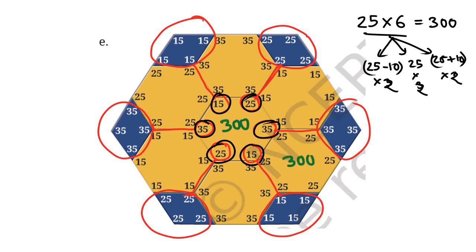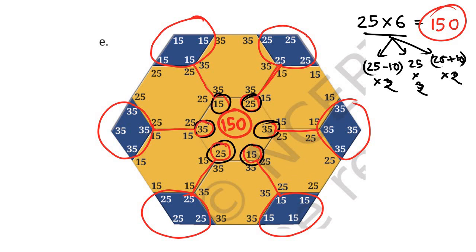Sorry, I would like to correct myself. This is not, just a second. Yes, this is basically 150. Sorry for this mistake. Yes, 25 into 6 is not 300, it is 150. So we have to do this correction. So the central sum is 150, right?